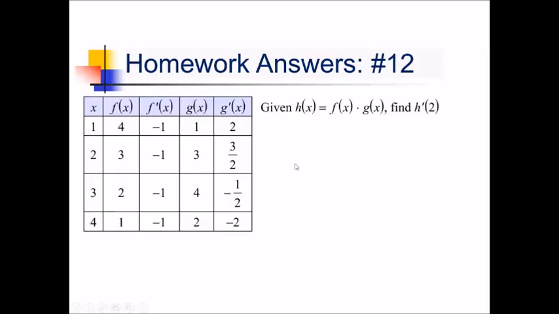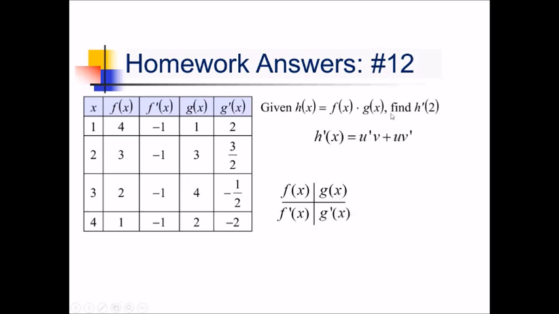On this problem, we're given a table of values for f and g and their derivatives, and we have this h function here, which is f of x times g of x. Based off of that, we want h prime of 2. So this is a product rule waiting to happen. We've got u prime v plus uv prime in general. Let me set up my box and ribbon now to see where things play out. So I have my two factors, f of x and g of x, and their derivatives, f prime of x and g prime of x.